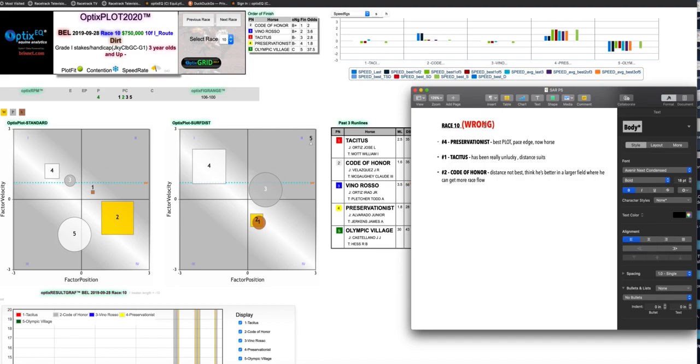I wouldn't be shocked to see Tacitus remove the blinkers next time, but I was really disappointed in his effort. Code of Honor ran another really good race. The only thing with Code of Honor, I thought when he came up to Vino Russo late, he kind of just flattened out. I think that 10 furlongs is just right up against where he wants to go.